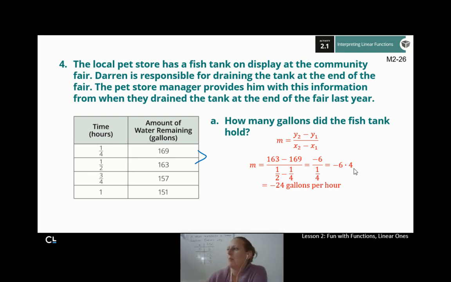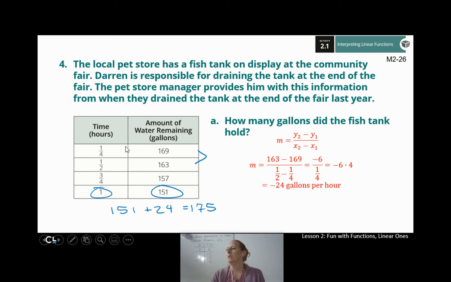So here's what I did. I know that every hour we've lost 24 gallons. So maybe the easiest way to do it is say, okay, 1 hour, 151. And in that 1 hour, we lost 24 gallons. So if I add that 24 gallons back in, I'm going to use my trusty calculator, 151 plus 24, just kidding, means that we started off with 175 gallons of water.